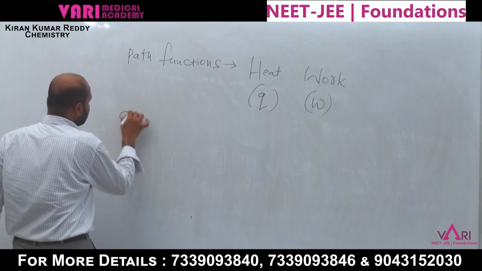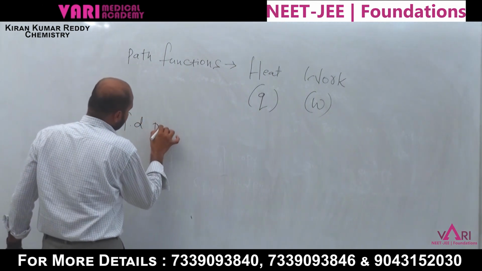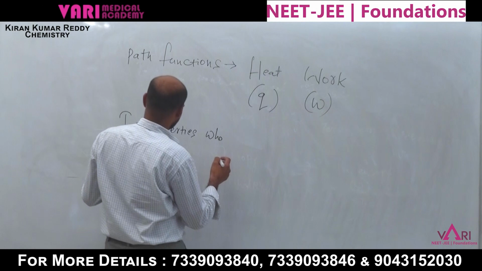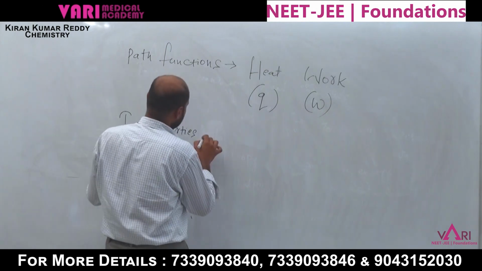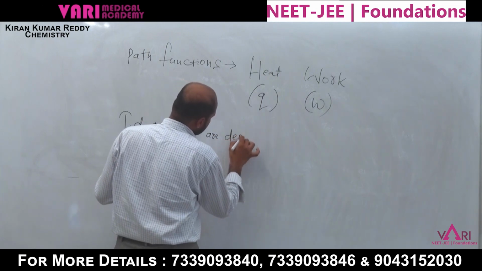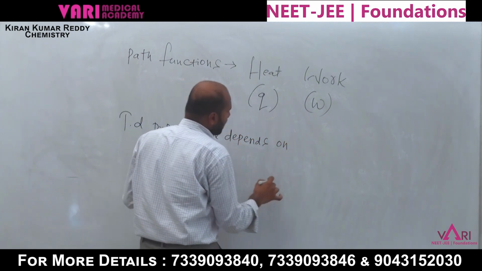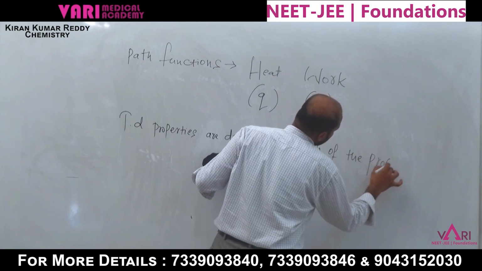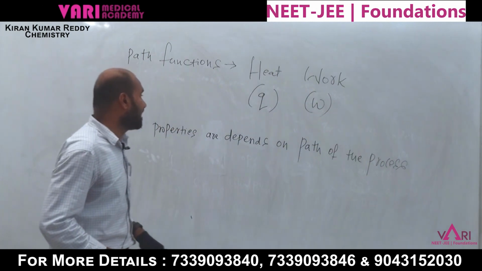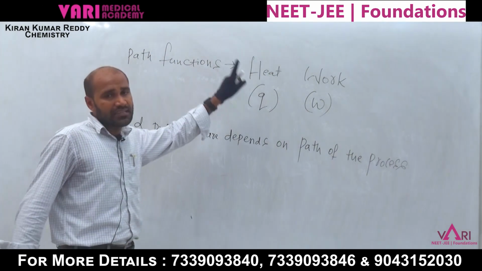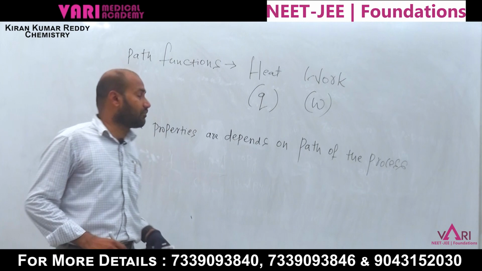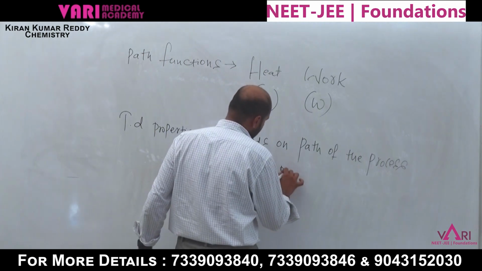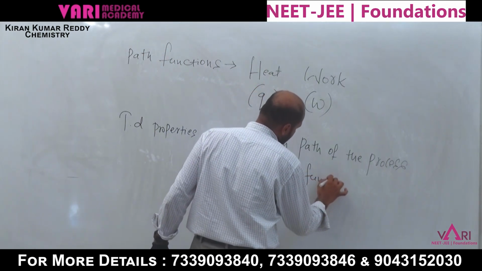The thermodynamic properties that depend on the path of the process are called path functions. What are the path functions? Heat and work. They are denoted as small letters, not capital letters, Q and W. The thermodynamic properties that depend on the path of the process are called path functions.